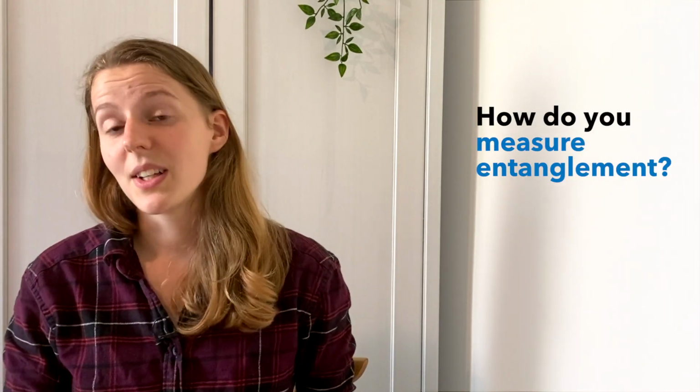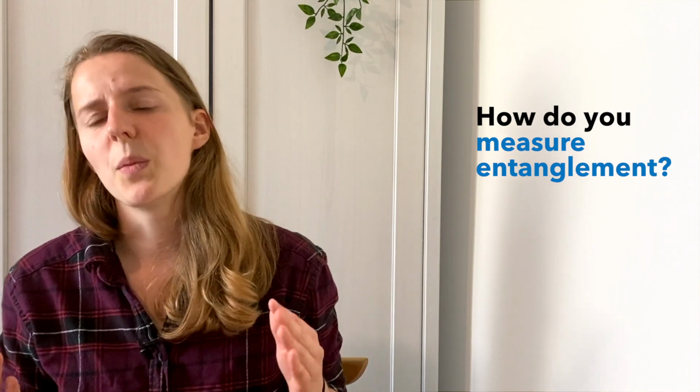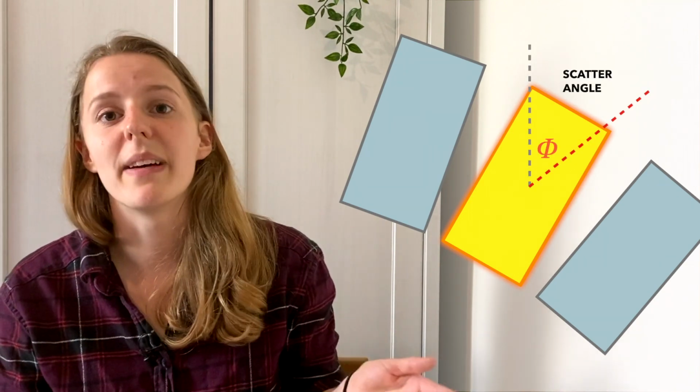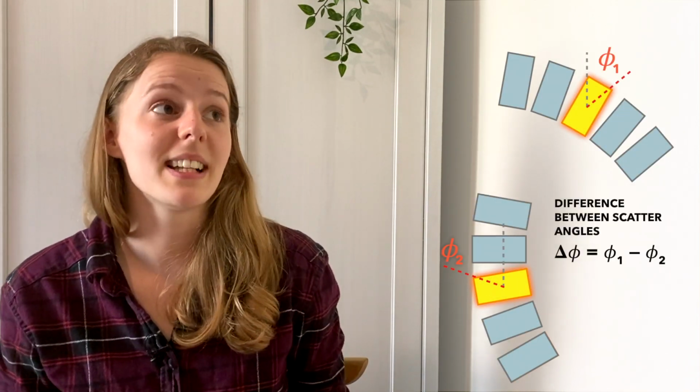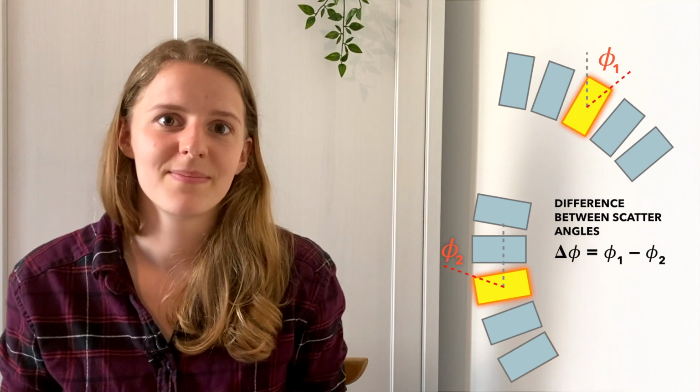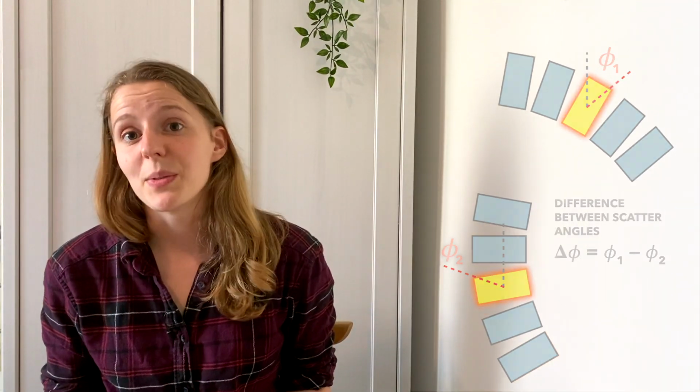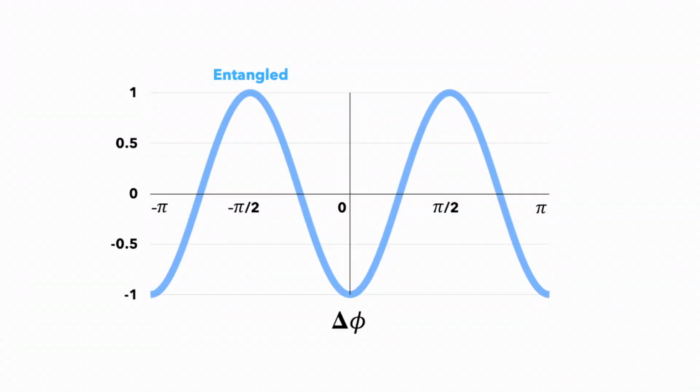Our method looks at the way the photons behave when they hit the detector. When each photon hits the detector, it's quite likely to scatter at some angle. Let's call it phi. We're interested in the difference between the angles for the two photons. Let's call that delta phi. If the photons are entangled, delta phi looks like a cosine function, which means it's much more likely the photons scatter at right angles to each other than in the same direction.